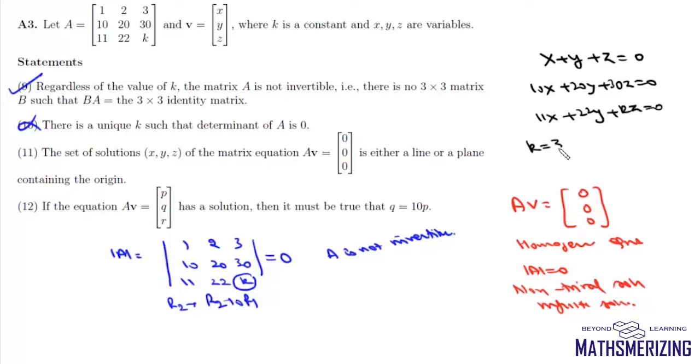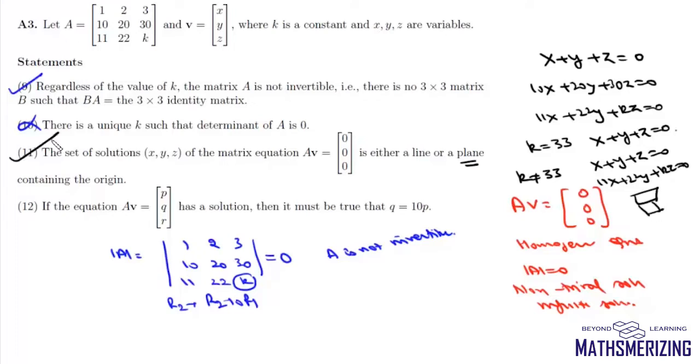Now if k is 33, in that case all these three equations represent the same equation, x plus y plus z equals 0, which is the equation of a plane. So in this case, all the solutions of this system of equations will lie on this plane. And if k is unequal to 33, then we have two non-parallel, non-identical planes, x plus y plus z equals 0 and 11x plus 22y plus kz equals 0, and these two planes will intersect in a line. That means this statement 11 is correct.